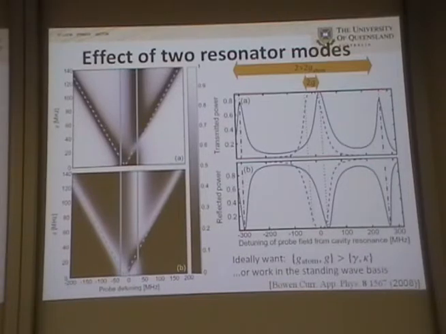So that gives you, I guess, another criterion in strong coupling. You really want the scattering rate between the two modes of the cavity to be large compared to these other rates. And that means that these two modes are separated far out in the wings here.